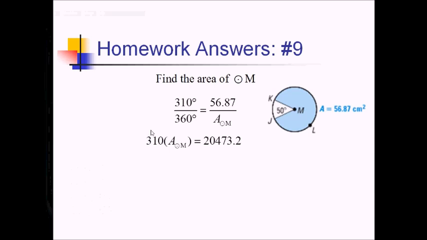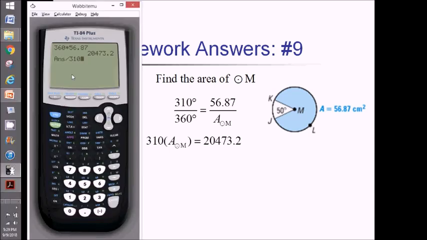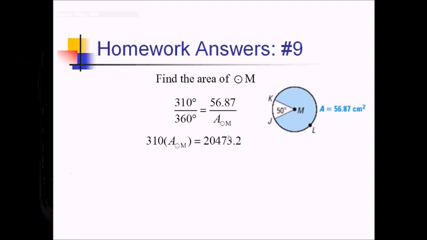Let's go ahead now and divide that by 310. And that's going to give me a circle area of 66.04, and that'll be square centimeters.